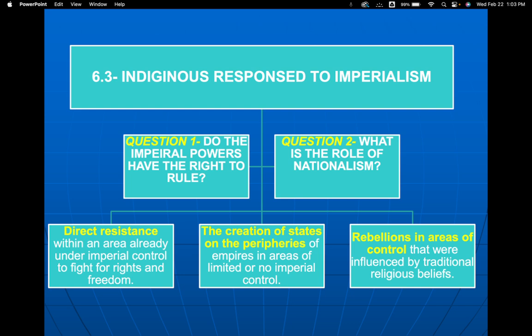So when we look at the big picture here, the how and the why, well, the why is the spread of the enlightened ideas and nationalism, and the how is either by direct resistance, the creation of periphery states, or rebellions.